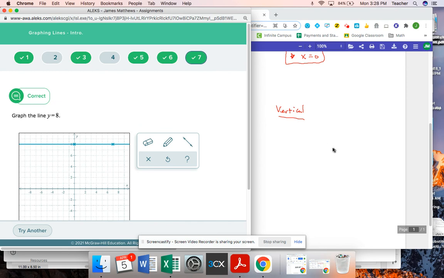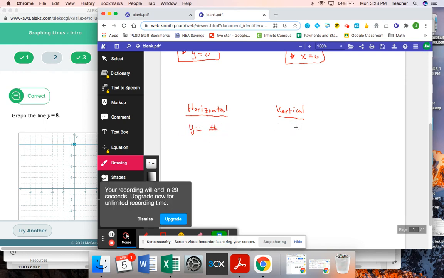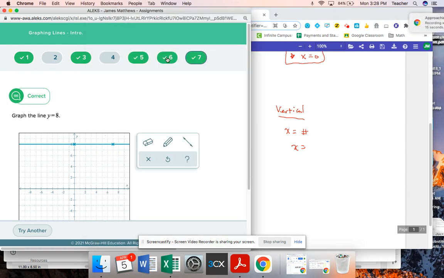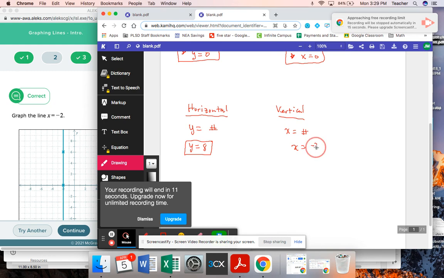So when it comes to horizontal and vertical lines, you always have a horizontal line whenever your equation says y equals some number. You always have a vertical line when you find x equals some number. So for example, y equals 8, like we have over here, will give you a horizontal line. And then x equals, and what do we have over here? In this case, it was x equals -2, and we had a vertical line. All right, so that's a quick way of graphing horizontal and vertical lines. It's just x equals and y equals.